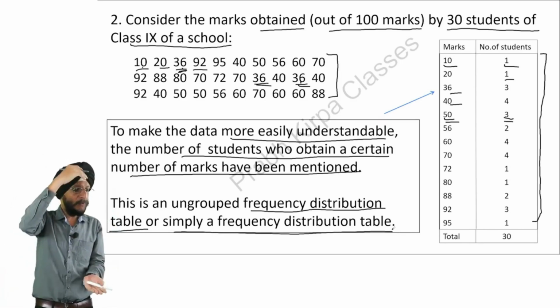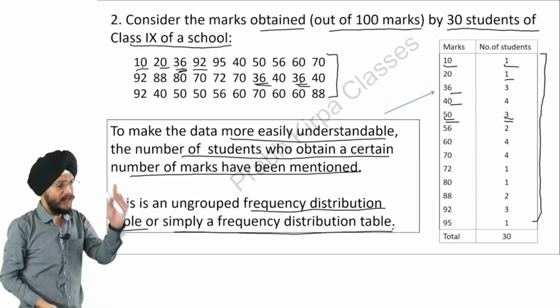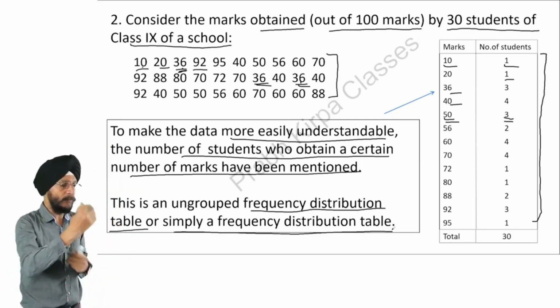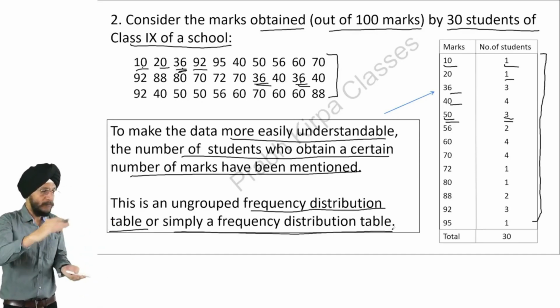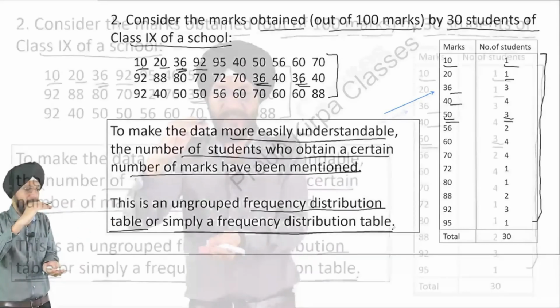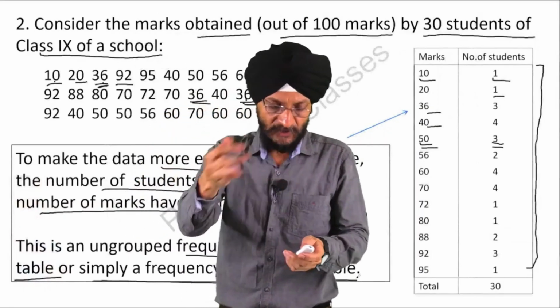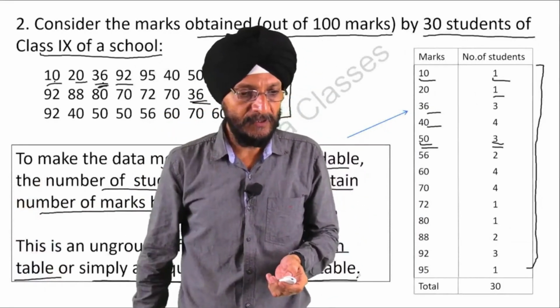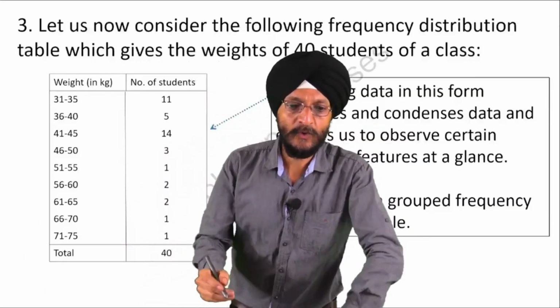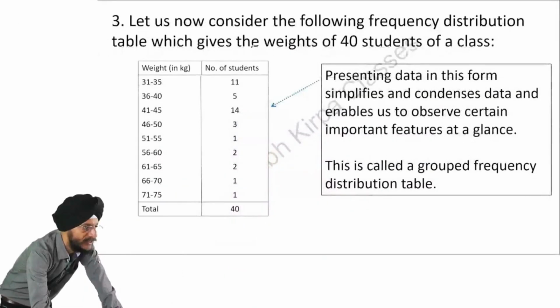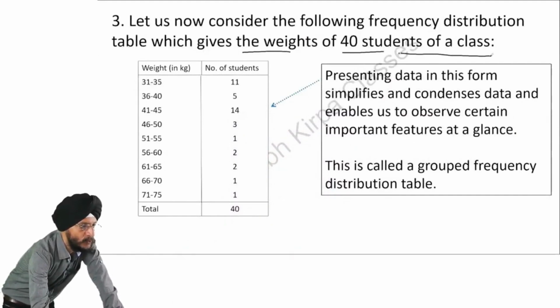So if the number of students or the number of entries are say 100 or more, we will make use of a grouped frequency distribution table. What is that? Let us consider another example. Let us now consider the following frequency distribution table, which gives the weights of 40 students of a class.